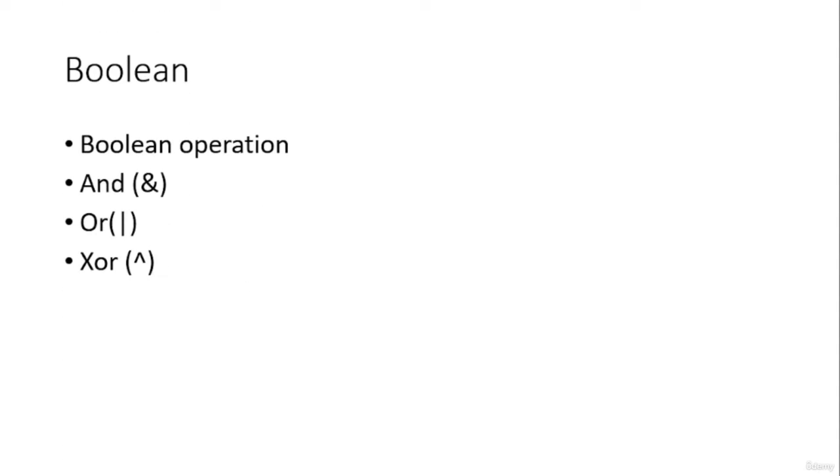The next operator is the Boolean operator. Boolean operators are used when you want to perform Boolean operations on particular Boolean values. There are three types: AND, OR, and XOR. The truth table of these will be the same as in Boolean algebra. If you studied mathematical Boolean algebra, you will be able to understand this, and we will explain it when the tutorial video comes.